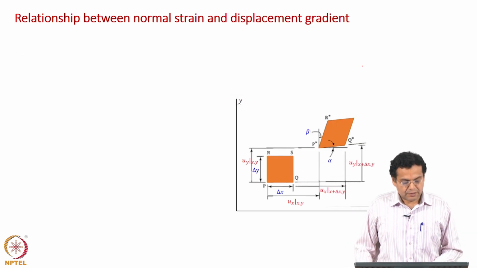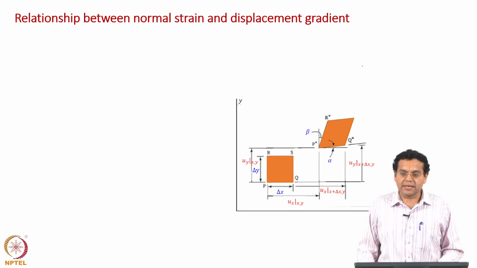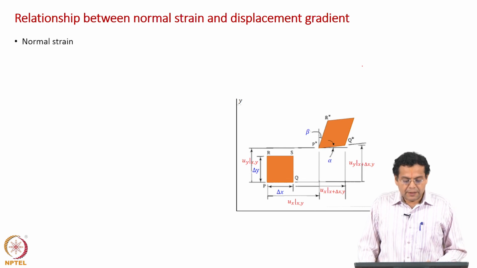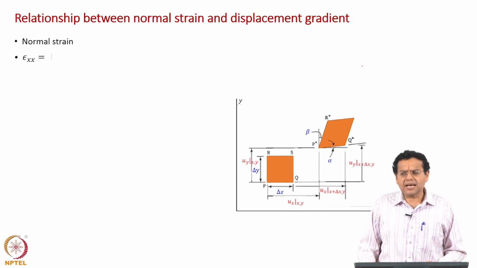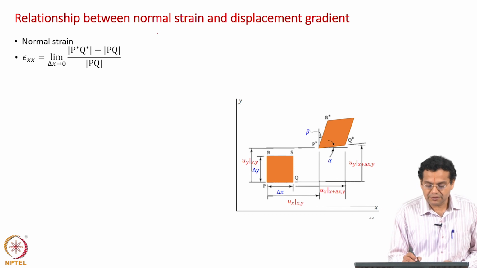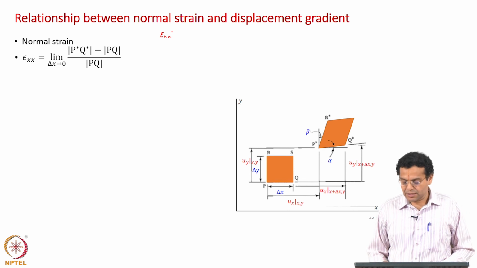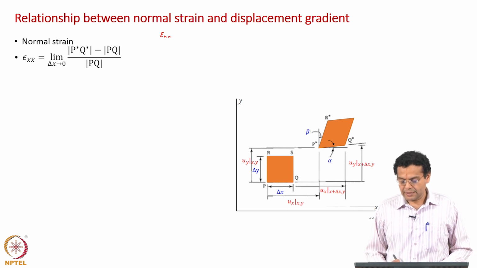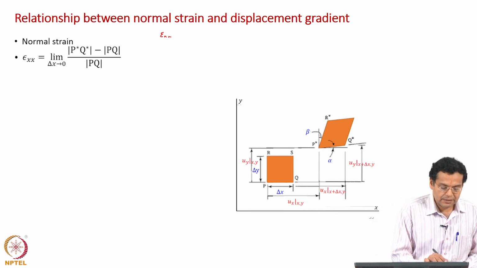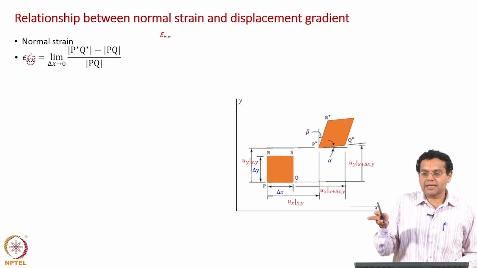Now, we are proceeding towards deriving a relationship between normal strain and displacement gradient. Let us start with the definition of normal strain. What is the definition of normal strain? Change in length by original length. We define it by introducing epsilon n n. Now, our direction is along the x axis, because we are going to consider the line element P Q. So, that is why this is epsilon x x, normal strain for a line element oriented along the x axis.